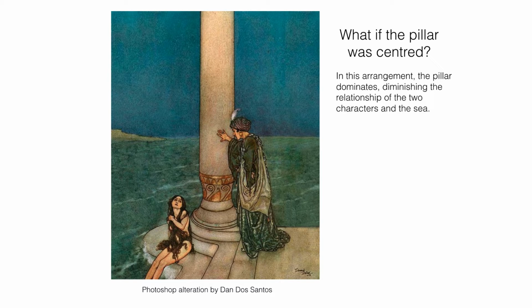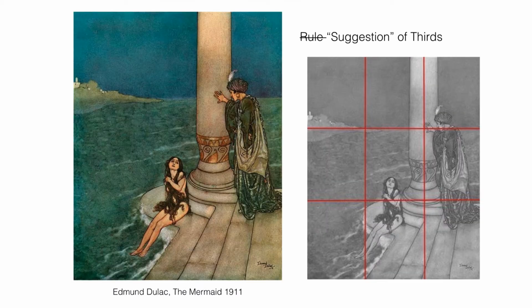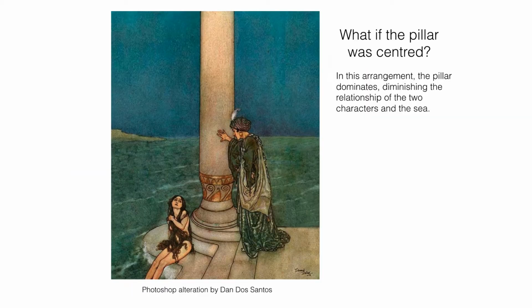And you can see that the pillar here really dominates, and we don't have that sense of the woman's relationship with the sea, the mermaid belonging in the sea and looking up and having that kind of relationship with the person as we get in the previous image, where we've got this sense of the woman coming from the sea, but looking up at the man on the land with a sense of yearning.